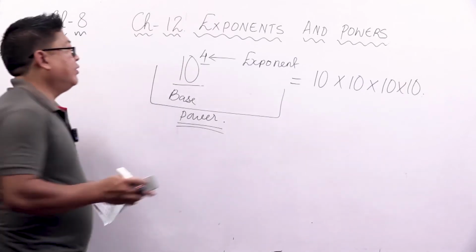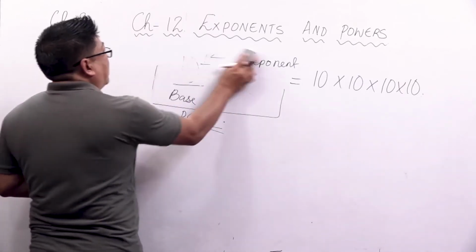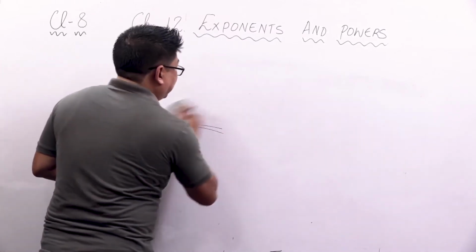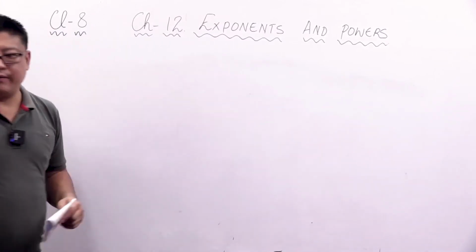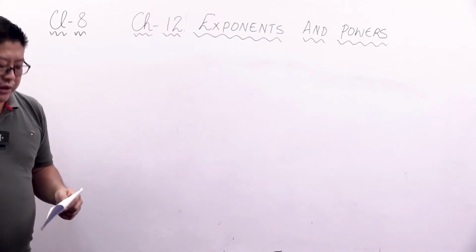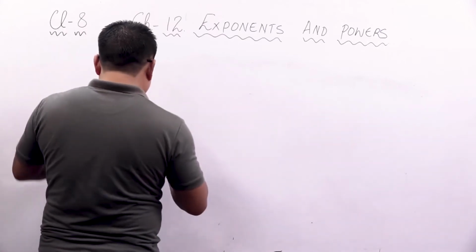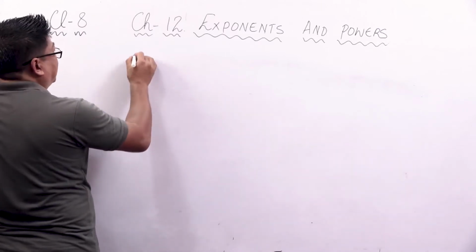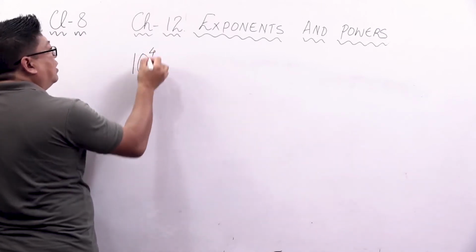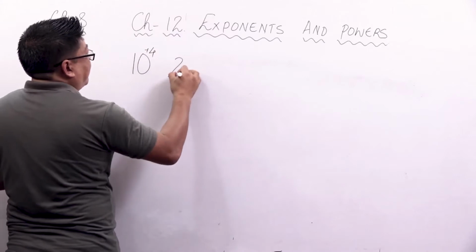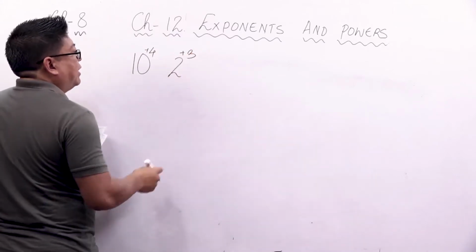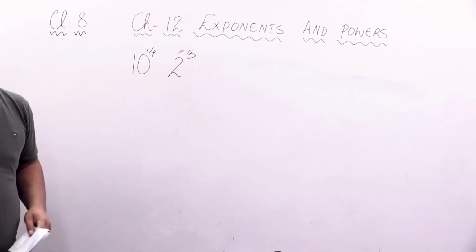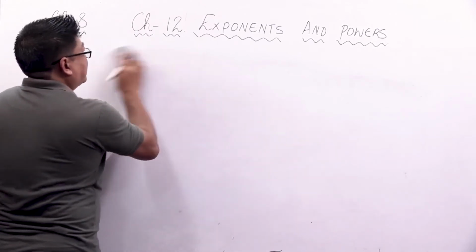So let's move on. As I have already said, so far we have learned about only positive exponents, right? Now today we will learn about negative also. So what do you mean by positive? For example, I wrote 10 to the power 4, so it is plus 4. If I write 2 to the power 3, it is plus 3. If no sign is given, that means it is positive, right? So we have learned about this so far.